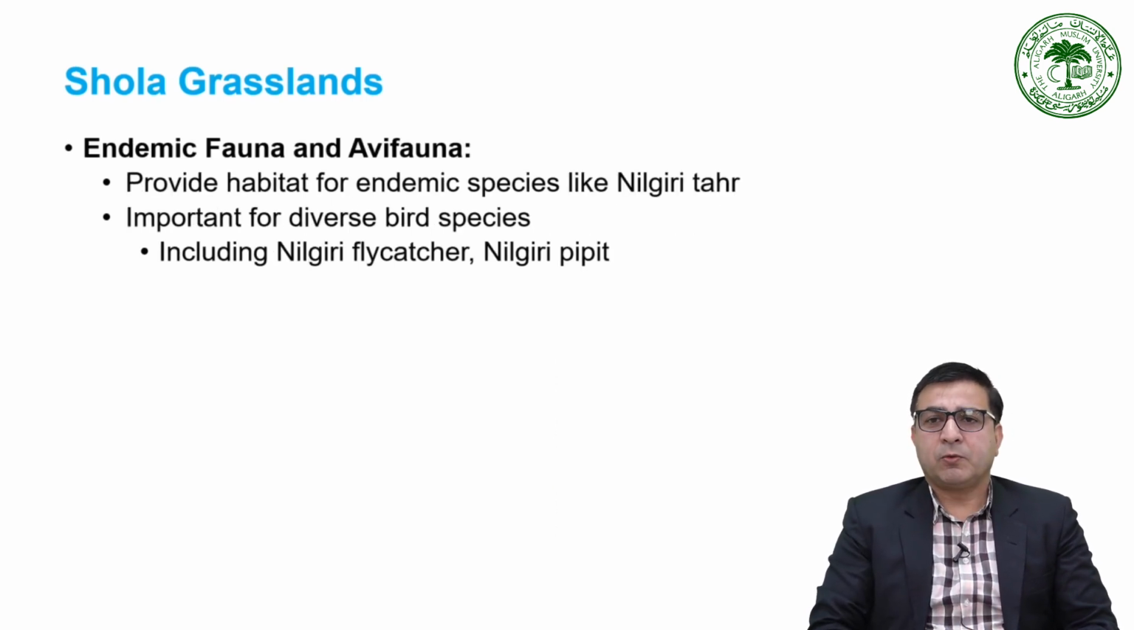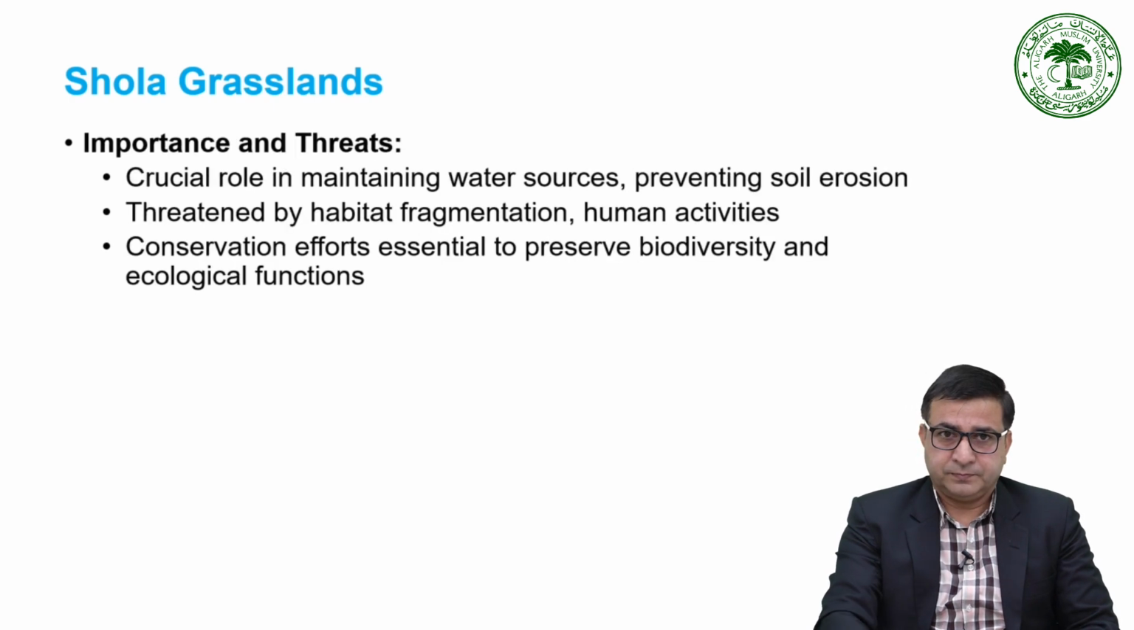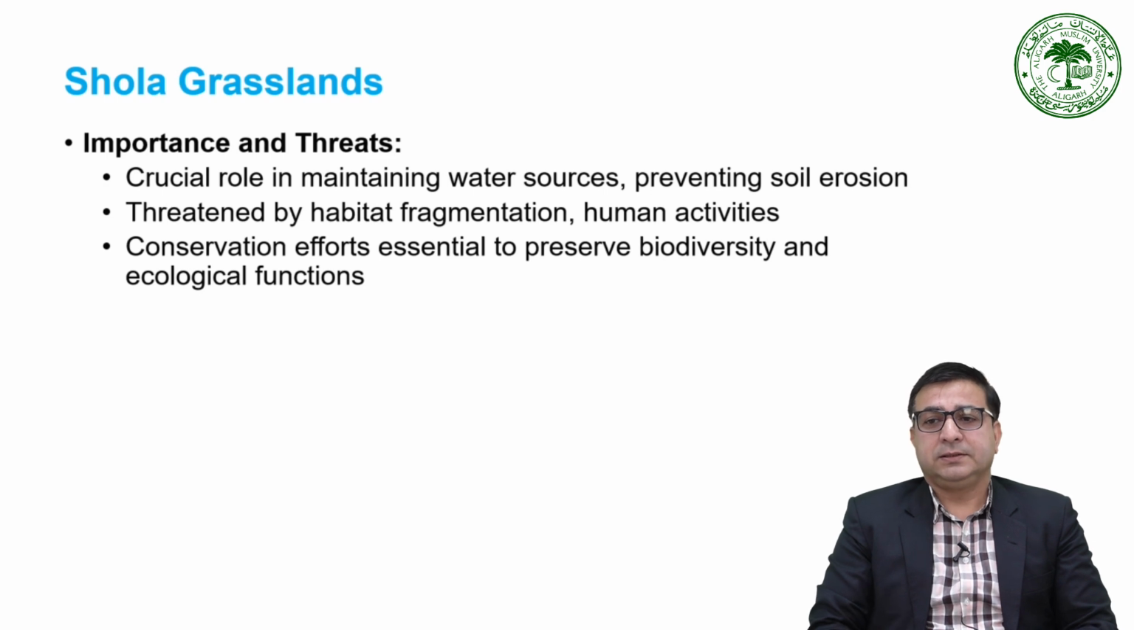Shola grasslands provide habitat for several endemic species including the Nilgiri tahr, a mountain goat endemic to the Western Ghats. The grasslands are also important for a diverse range of bird species including the Nilgiri flycatcher and the Nilgiri pipit. Shola grasslands also play a crucial role in maintaining water sources and preventing soil erosion in the Western Ghats.